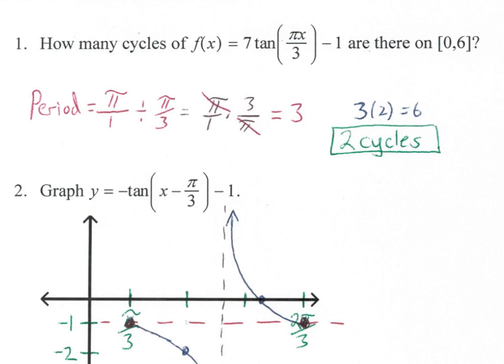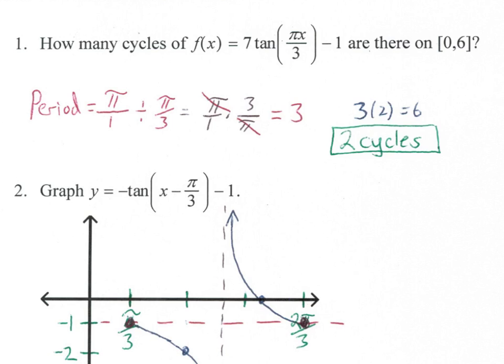Alrighty, let's review for Unit 7b for the test. How many cycles of this tangent graph are from 0 to 6? Well, we want to find the period of this, and then once you know the period, you see how many periods, because a period is a cycle. So this word really means period, how many periods there are from 0 to 6. So let's find the period.